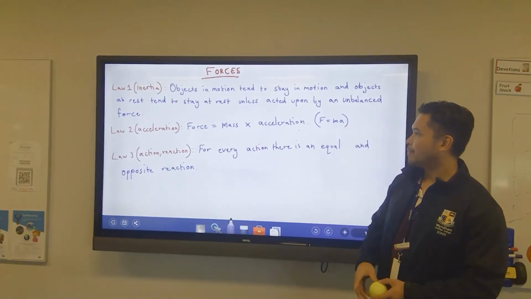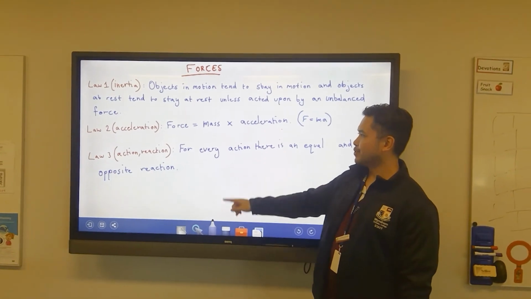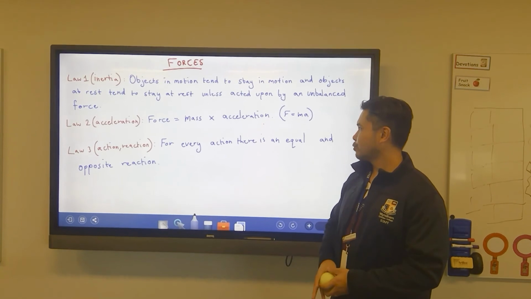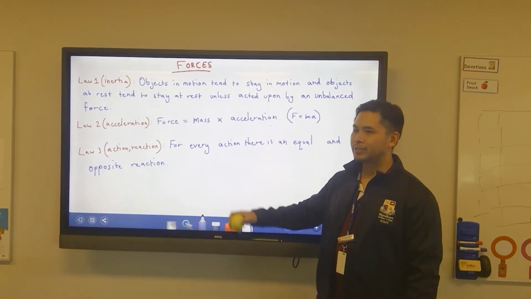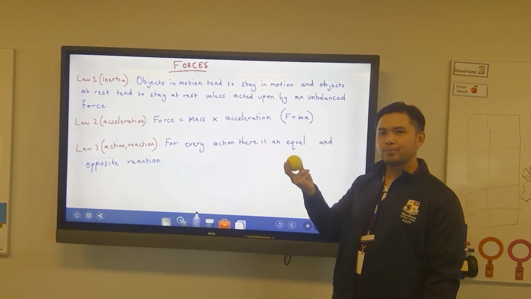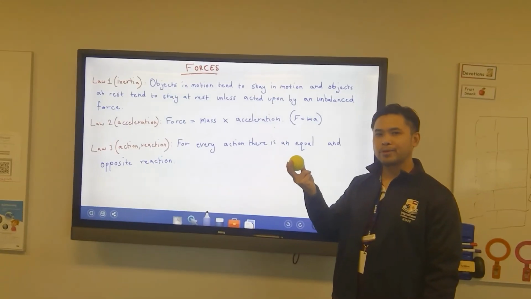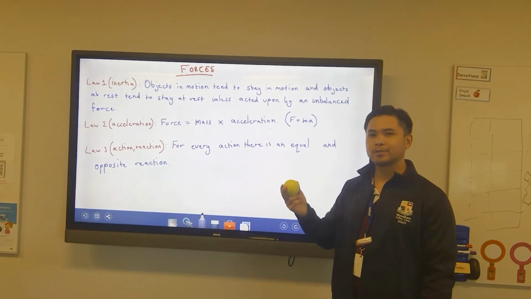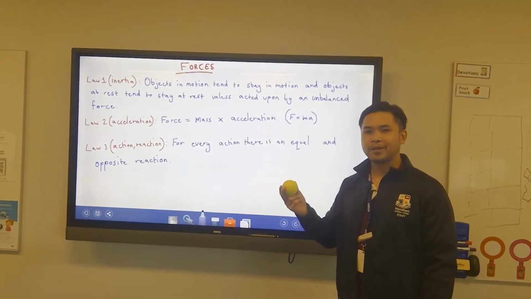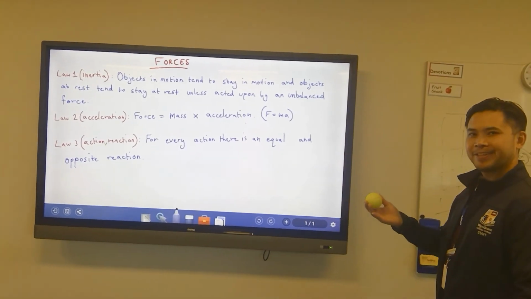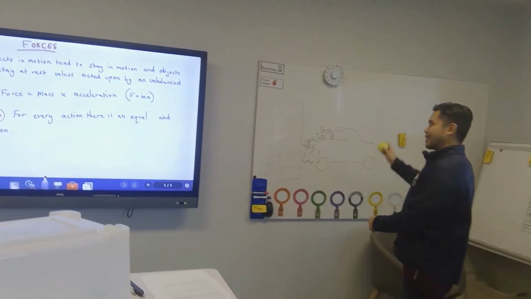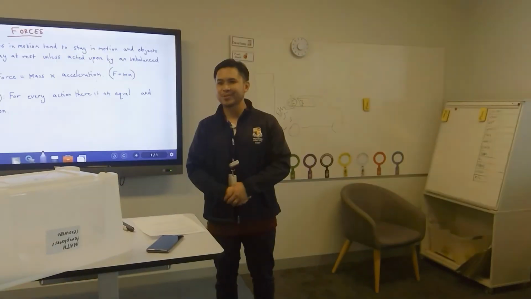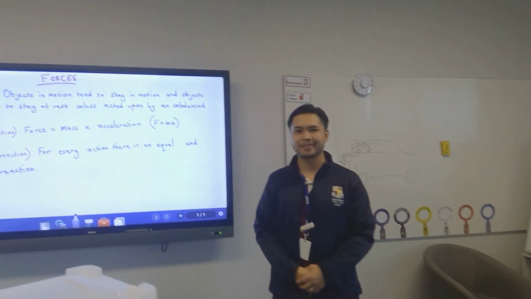Okay. Now, this actually ties in with Newton's 3rd law. Every action has an equal and opposite reaction. So going back to the ball, if I were to throw this ball at a brick wall, it will bounce back with the same amount of force that I applied to it. For example, oh! There you go. Newton's 3 laws of motion in practice.